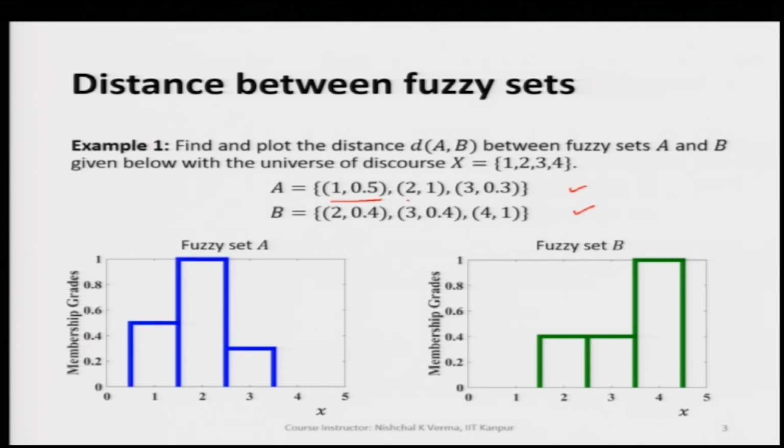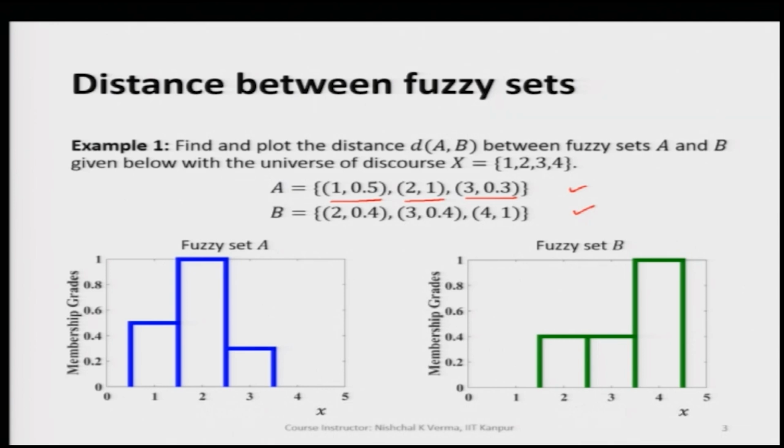Similarly, the second element of the discrete fuzzy set A is 2 comma 1. This 2 is the generic variable value and 1 is the corresponding membership value. The third element is 3 comma 0.3, which means we have 3 as the generic variable value and 0.3 as its corresponding membership value.